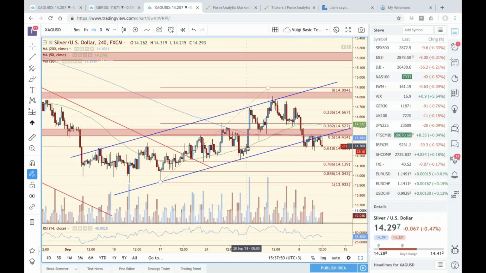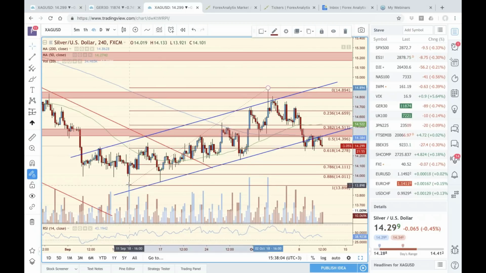I think that if it loses this horizontal support, the chances that it's going to trade below 1393, which was this low, are substantial actually. This is the low, so it's a little bit lower, 1392.